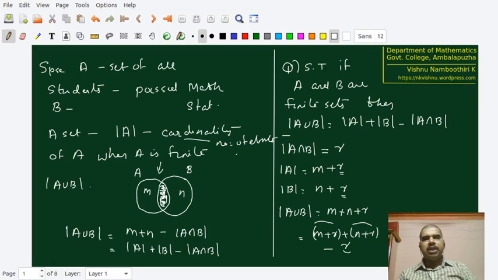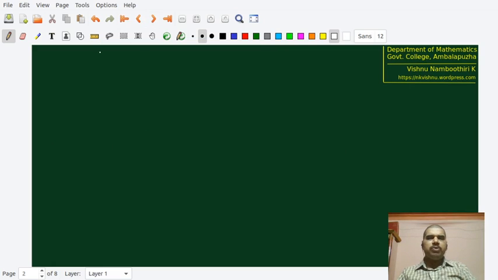In this way, we can find the exact number of students who have passed in at least one of them, mathematics or statistics. The statement that the cardinality of A union B is equal to the cardinality of A plus the cardinality of B minus the cardinality of A intersection B is written for two sets, and if you want to extend it for three sets, how do we do that?